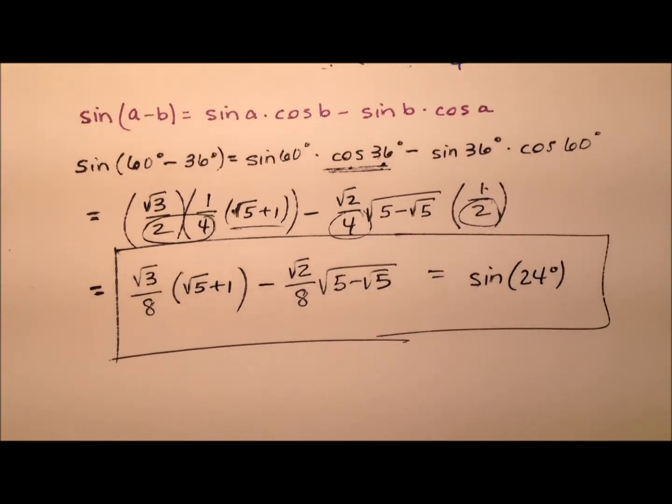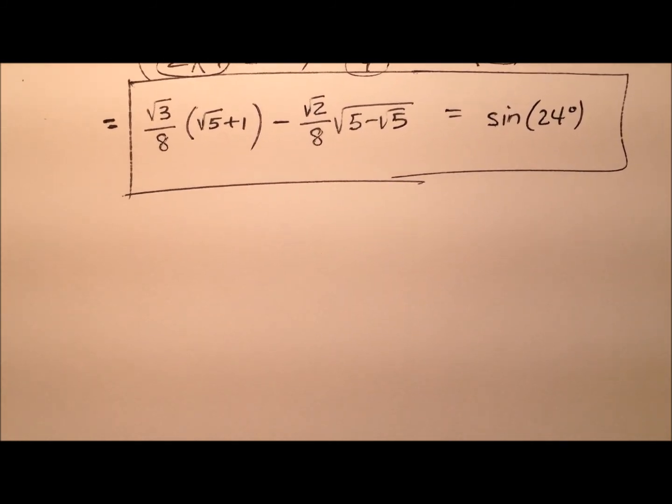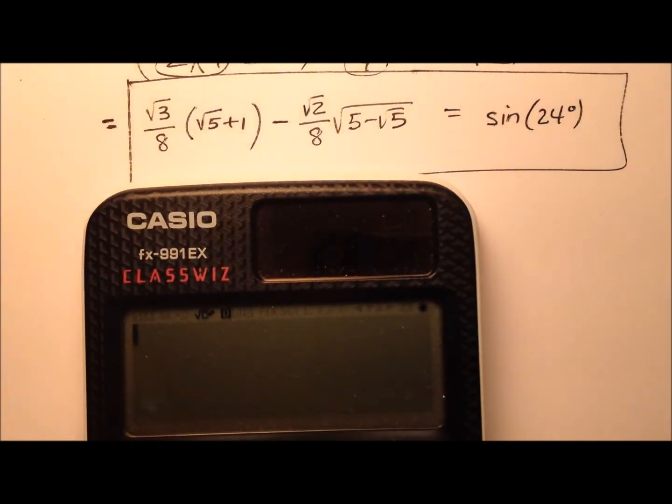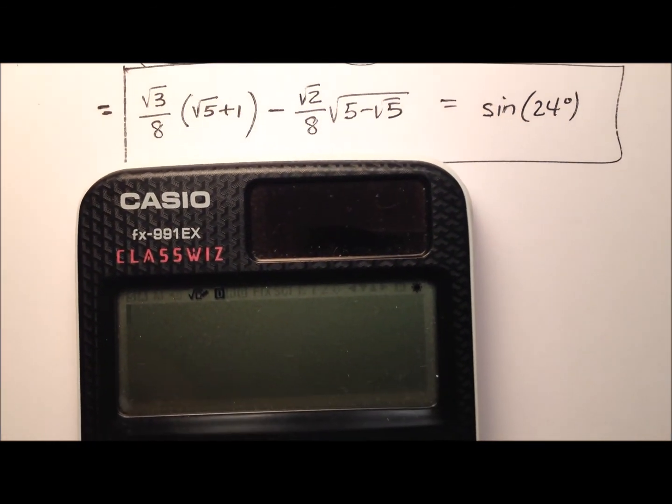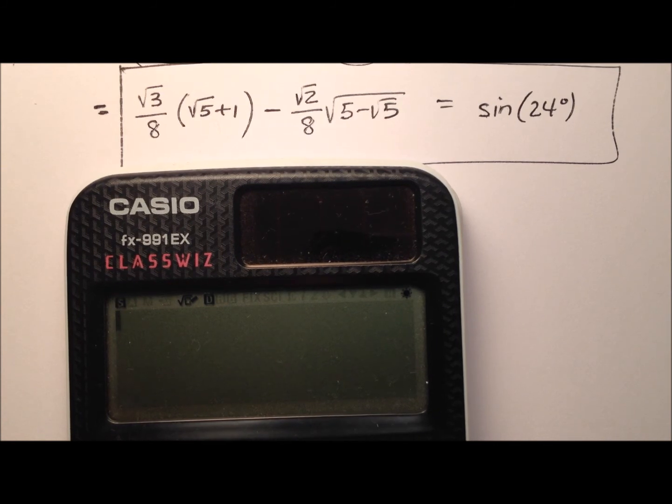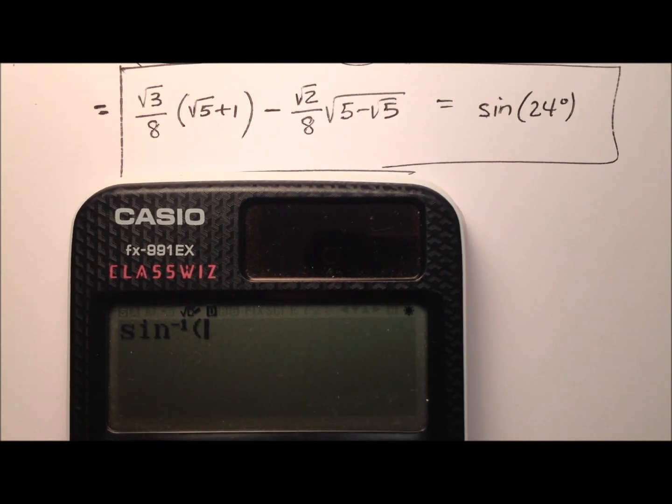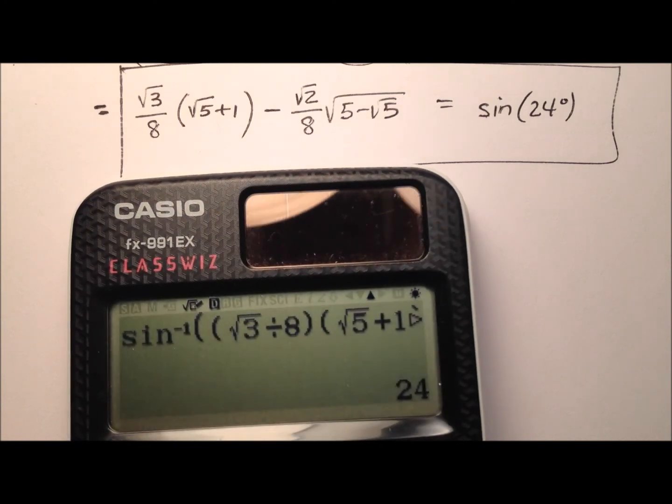So what we can do now is go ahead and plug this into the calculator and just make sure that it works. Okay, so here's our calculator, and we're going to say inverse sine for this, and then we'll put this ratio in. So the first one is the square root of 3, and we're going to divide that by 8, and multiply that by the square root of 5 plus 1. And from that, we're going to subtract the square root of 2, divided by 8, and multiplied by this square root expression. And then jumping out of there, close all those parentheses, and yeah, 24 degrees.